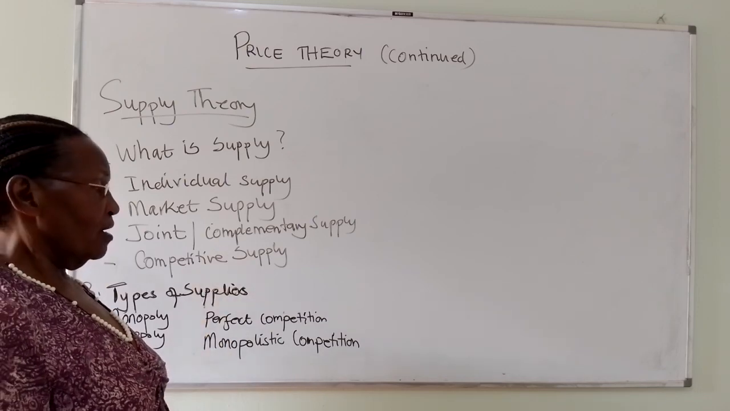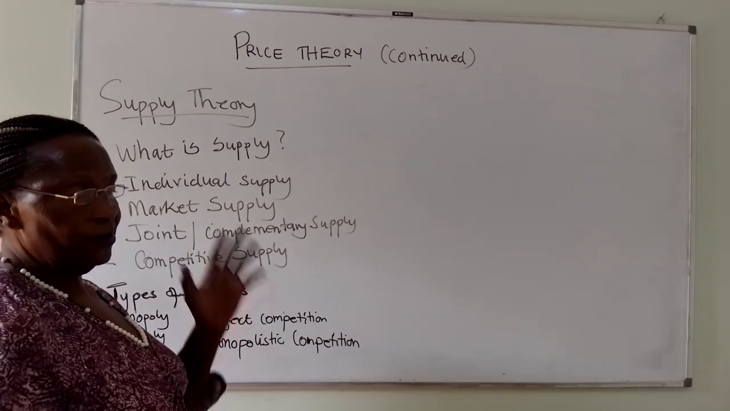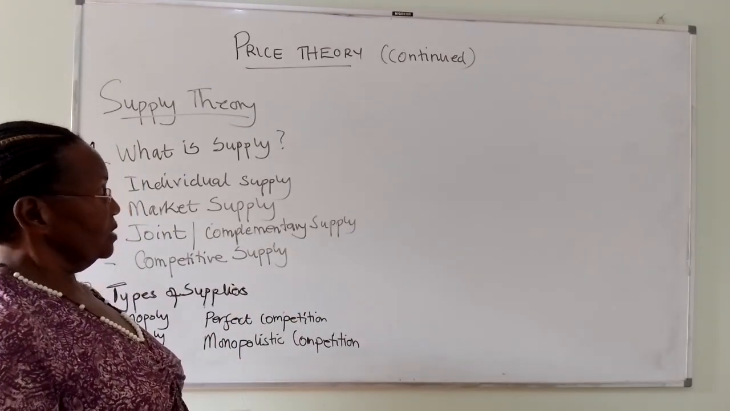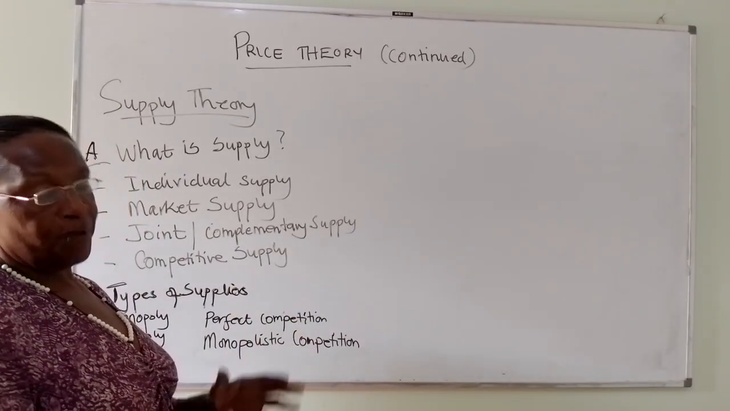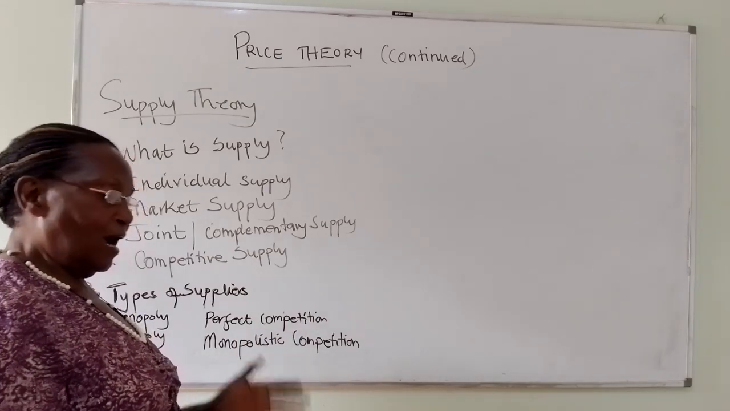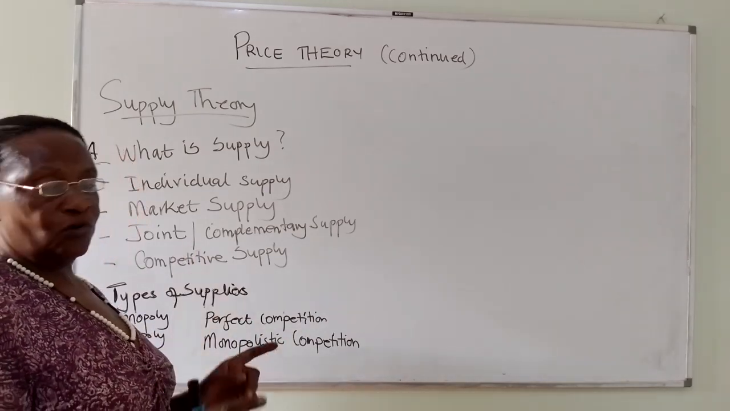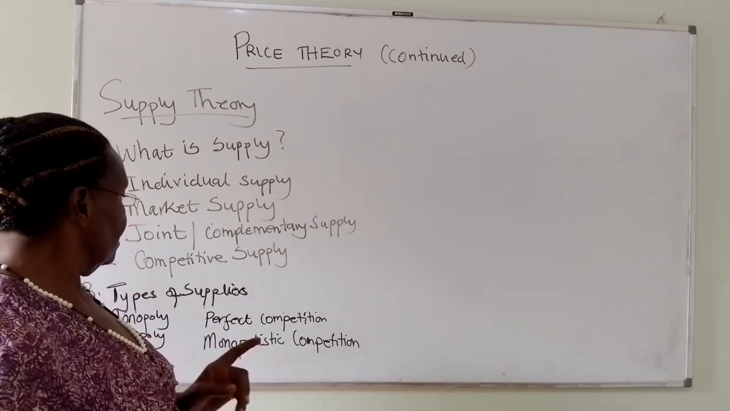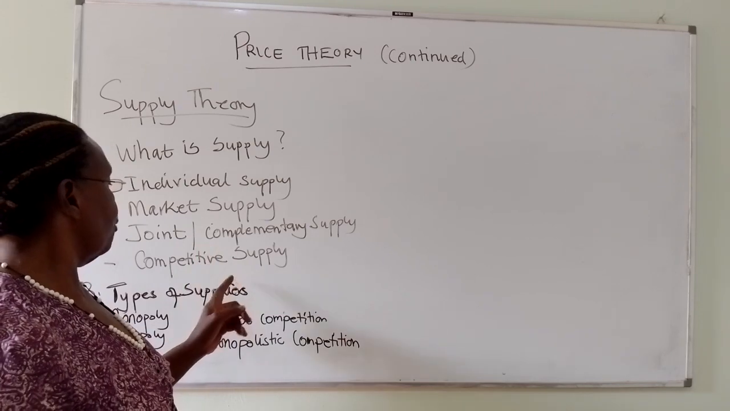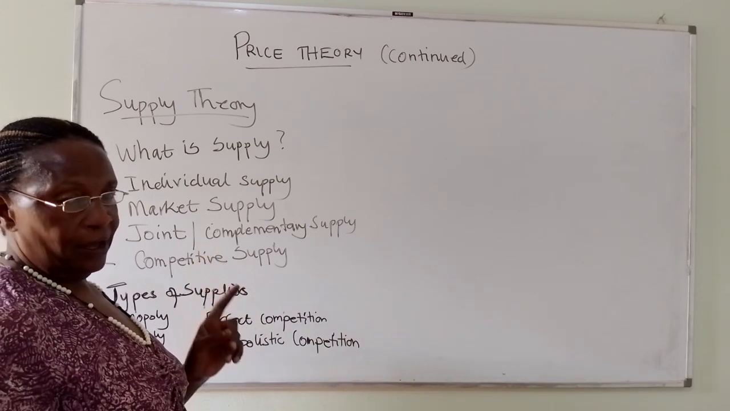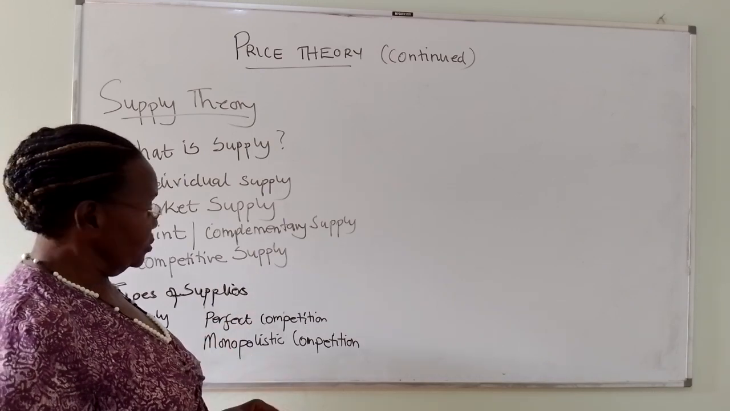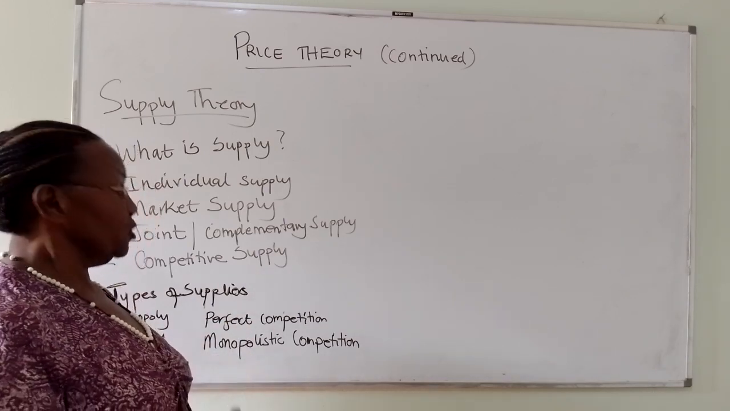Whatever little you have, so the resources are versatile, they can be used in the production of as many products. So it is up to the producer to make a choice of which commodity to produce. And whenever you produce one and leave out the other, whatever you don't produce becomes your opportunity cost. So that arises mainly under the competitive supply, where the supply of commodities depends on the resources available and there is competition.